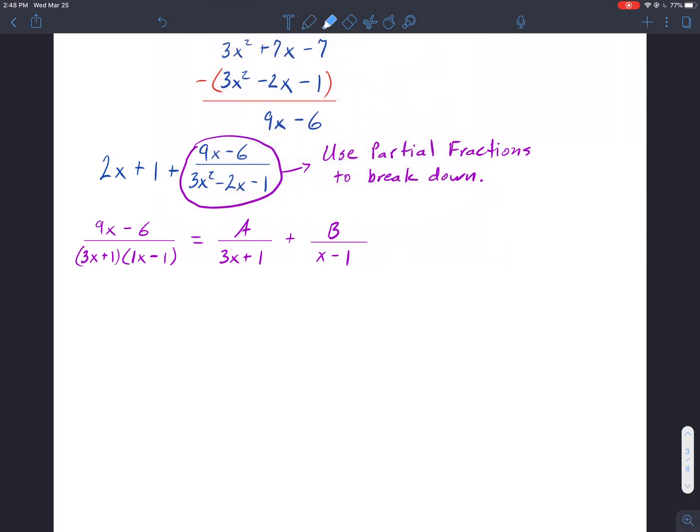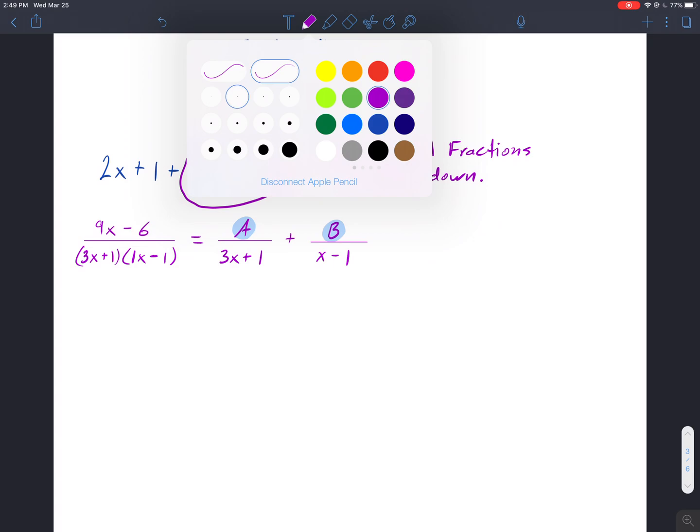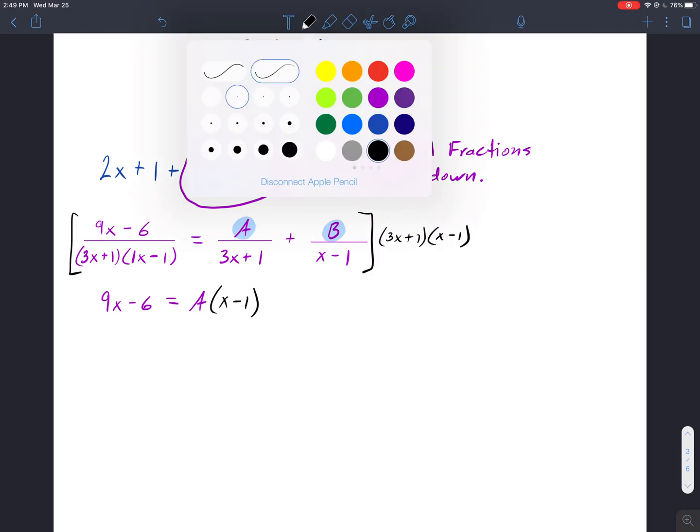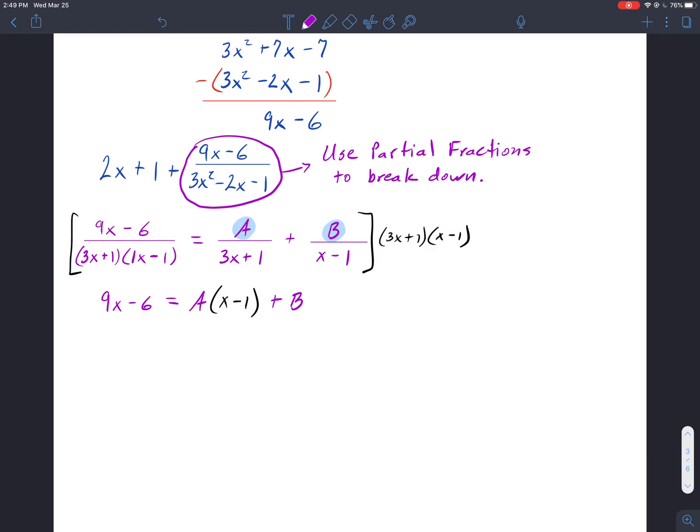And now our job is to find a and b. All right, so now we multiply. I'm going to take the whole thing and multiply by the denominator, which is 3x plus 1 and x minus 1. If I multiply by this, the left side leaves me with just 9x minus 6. The right side is going to be a times x minus 1, because the 3x plus 1 gets canceled off, and then b times 3x plus 1 because the x minus 1 cancels off here.